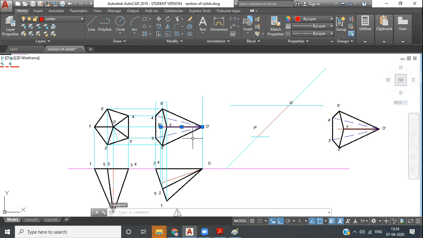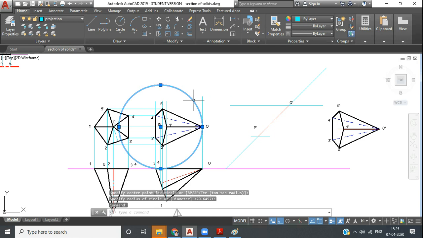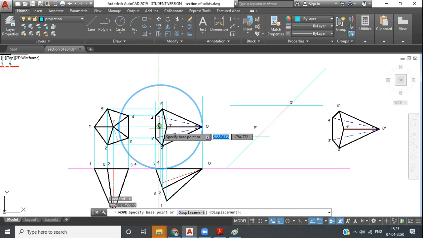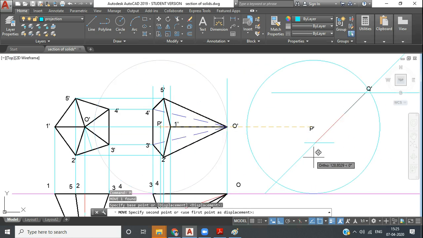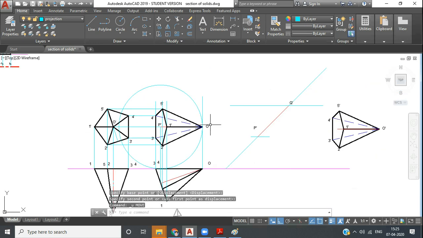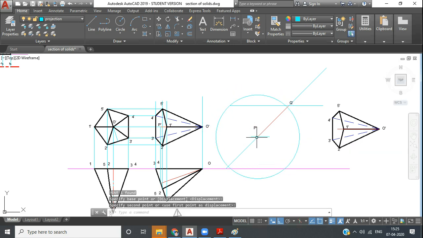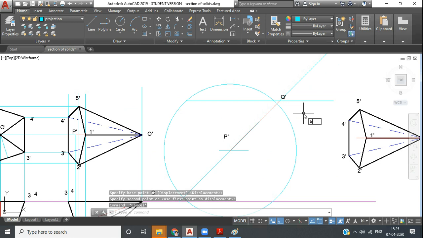Now I will copy this distance P dash O dash from the second stage. Sorry, not copy, I will use the move command. Yes, M enter. With this point and this point here. Okay, again I will do that, and enter. Base point will be my P dash. I will press it here. Okay, say this. So the intersection of, I will try to avoid further confusion.